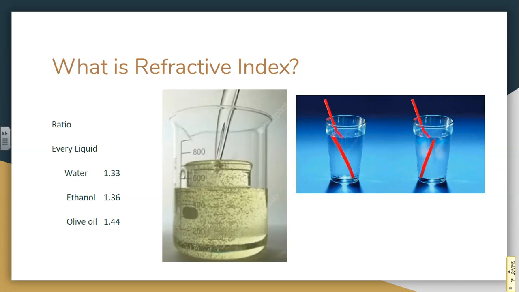But regardless, every liquid does have a refractive index that is listed. For example, water has a refractive index of 1.33. You may want to write that down. It's going to come up later. Ethanol has a refractive index of 1.36, and olive oil, in our little example here, has a refractive index around 1.4. So every liquid has a refractive index, and we can record it, and we know pretty well. We can even Google refractive indexes pretty easily.